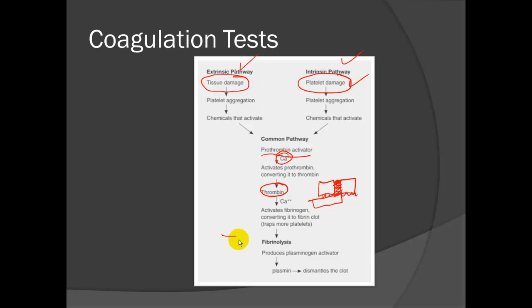Down towards the end of the page here, talking about fibrinolysis, it produces plasminogen activator. Once plasminogen is activated, it forms plasmin, and once plasmin is formed, the clot dissolves.